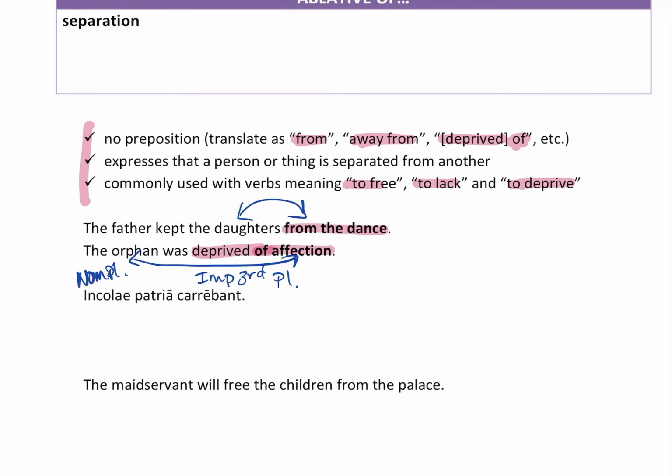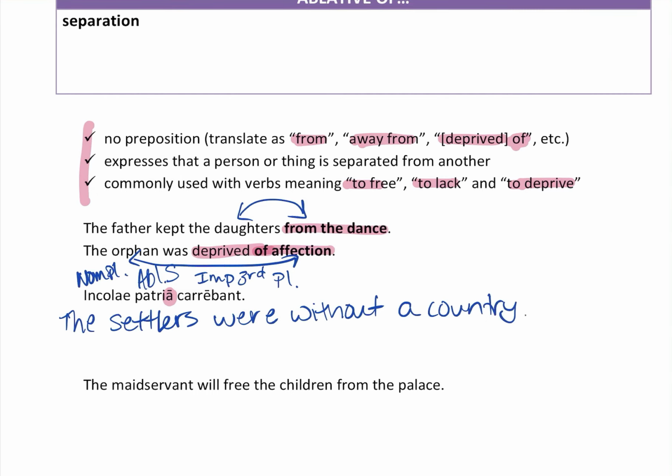And one of the good things about memorizing your charts and first declension, the only case that has an A with a macron over the top, a strong A, is ablative singular. So you don't even have to guess and see that it's nominative. If it has a macron, it's ablative singular. So the settlers, it's imperfect, were without. What were they without? A country.